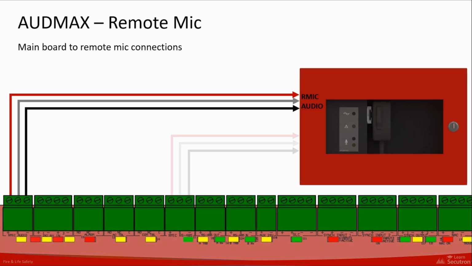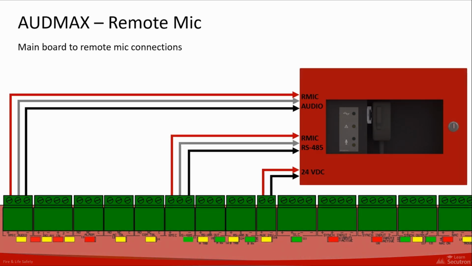The remote microphone connections on the main board require careful attention to ensure proper functionality. These connections include 2 shielded twisted pairs, one for microphone audio and one for RS-485 communication. Additionally, a third pair supplies 24 VDC power.